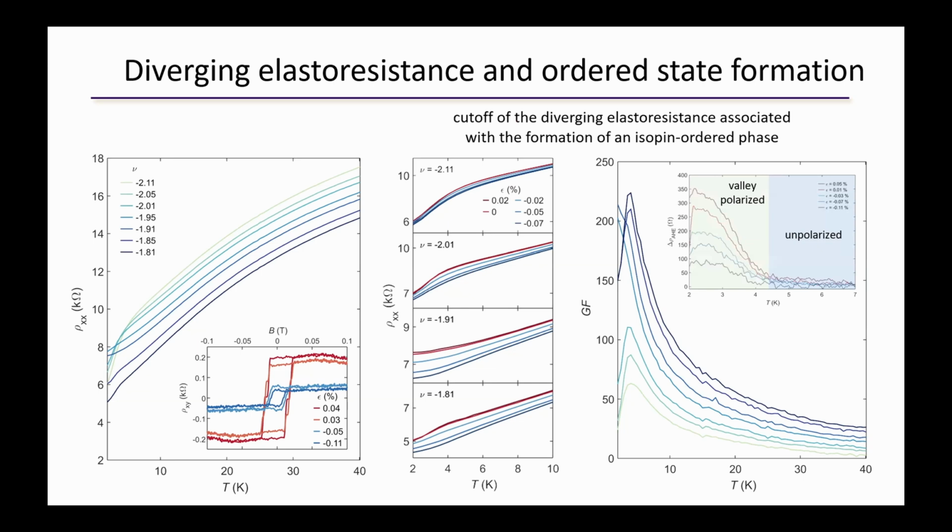We can compare this to the onset of the anomalous Hall effect, which is a detector of when we're getting symmetry breaking. And what we find is that the rollover, where we cut off this divergence of the gauge factor, typically happens around the same temperature at which we form this valley polarized ordered state. So this 1/T divergence is a property of the symmetric state before any symmetry breaking onsets.